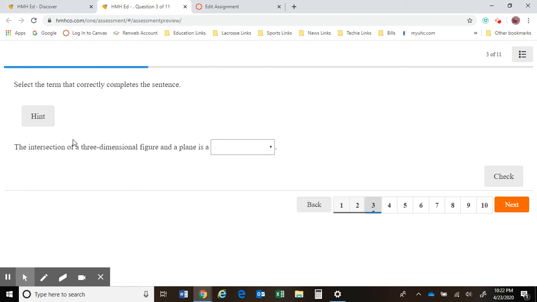The intersection of a three-dimensional figure and a plane. Think about slicing a three-dimensional figure with a knife. If you took a stick of butter and cut it, you'd most likely see a square if you cut it from top to bottom. If you cut it from side to side, you'd see a rectangle. We call this a cross section. Just like if you cut a basketball in half, you would see a circle, because a basketball is a sphere.